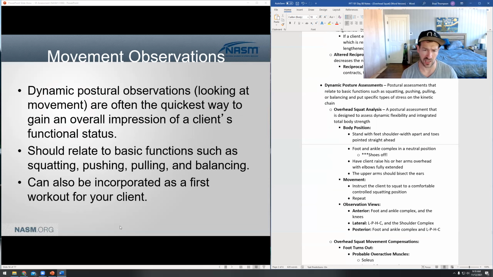I know we talked about those just the other day, but now we also need to look at our dynamic postures. Dynamic postures are posture assessments where you actually make someone move through a range of motion. So static means to stay put, dynamic means to move. So a dynamic posture assessment gauges someone as they are moving through a range. These are posture assessments that relate to functions such as squatting, pushing, pulling, or balancing, and they put specific types of stress on the kinetic chain.